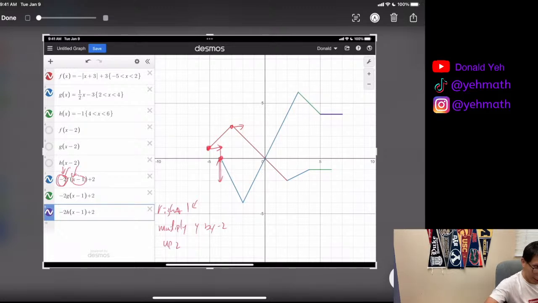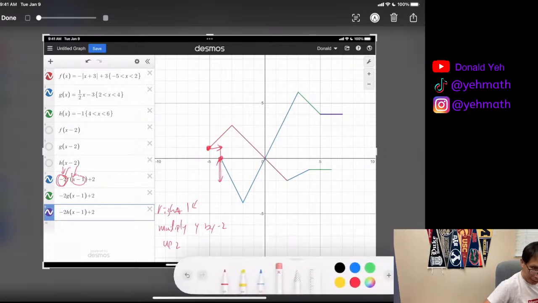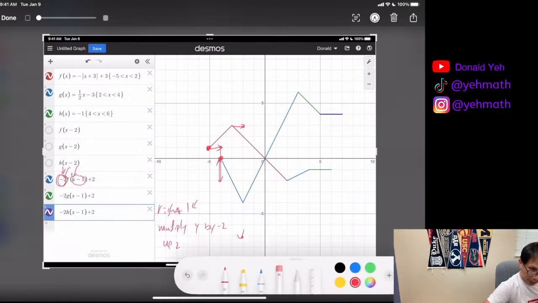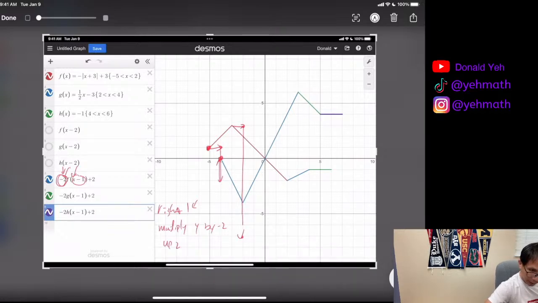Okay, so now this point is going to be the same thing. I'm going to move right 1. You see that it's correct, if I move right 1 here, right? And then multiply y by -2. So this y value is what? 3. And multiplying by -2 is what? -6. So it's going to go all the way here, all the way to the other side. Wait, hold on a second. Did I count wrong? Oh. So I'm going to go all the way here and then go up 2. And I got my second point.